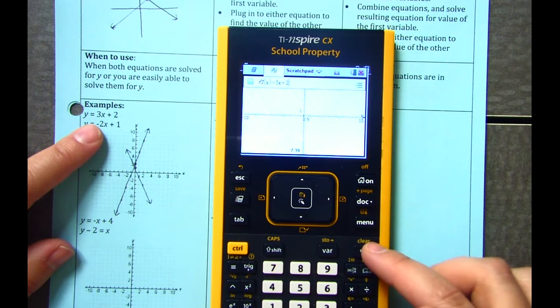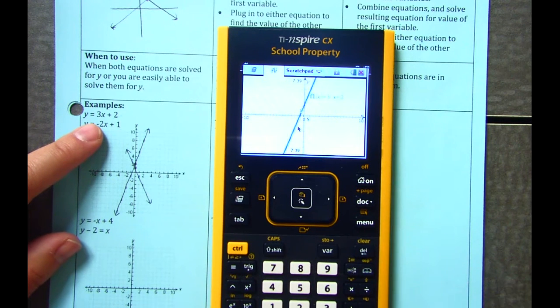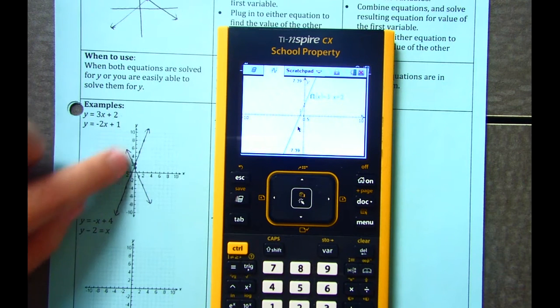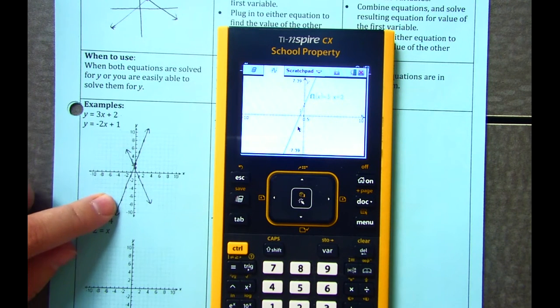And you just use the delete button right here. Okay, then I hit enter. So there's my first line. That's this one, that first one we drew, 3x plus 2. Now I'm going to graph my other one.